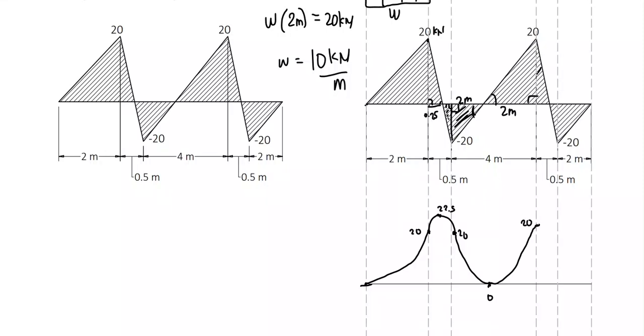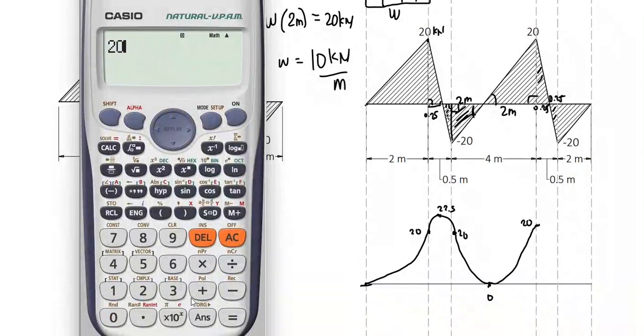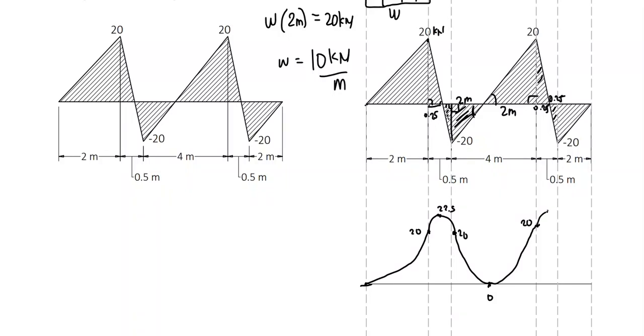And then this area right here and this area right here are the same right triangle. Therefore, they share the same height and the same base. So this 0.5 divided by 2, that is equal to 0.25. So 20 plus this positive area of 1/2 times the base of 0.25 meters times the height of 20 is equal to 22.5 kilonewton meters. And this minus this area here, which is basically equal to this area, it would decrease back to 20 kilonewton meters.